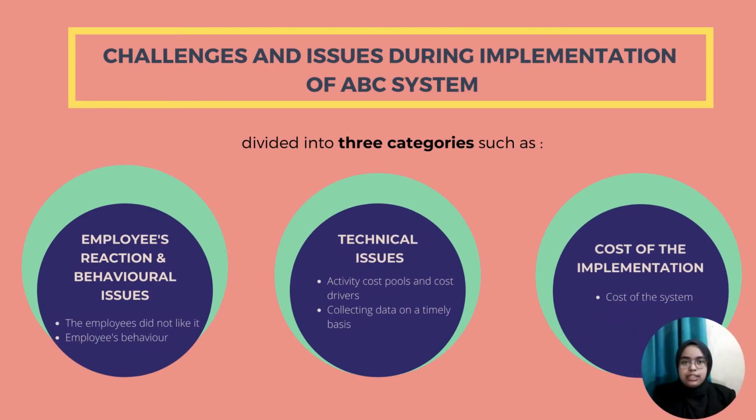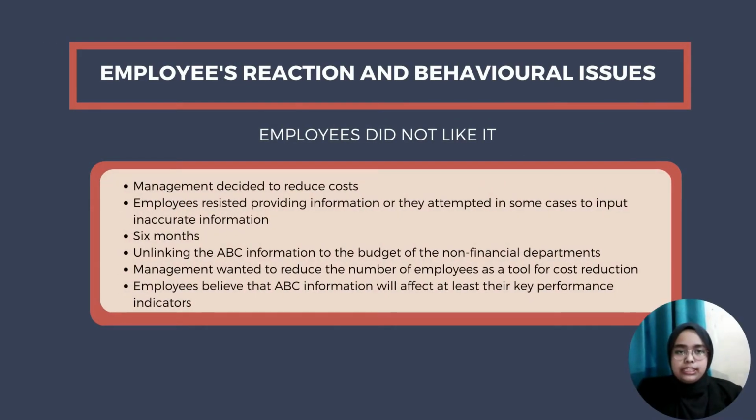In this article, it states that the challenges and issues that have faced ABC implementation can be categorized into three main categories: first, employees' reaction and behavioral issues; second, technical issues; and third, cost of the implementation. Okay, for the first point, it is under employees' reaction and behavioral issues. The employees did not like it. When the ABC system was first implemented, it was perceived positively.